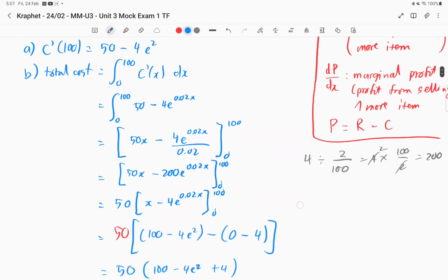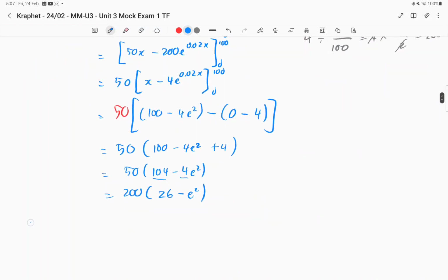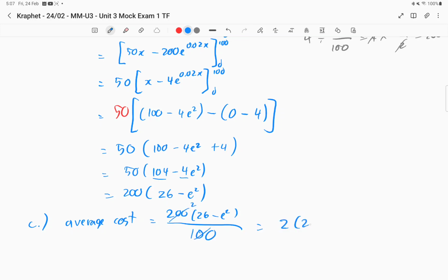And then the average cost of production, essentially, is just that cost. So the average cost of production would be the total cost, 200 times 26 minus e squared, over 100. And look, convenient. Bam, bam, cancel out. That would be 2. So that's just 2 times 26 minus e squared. All right. Should be the final answer.